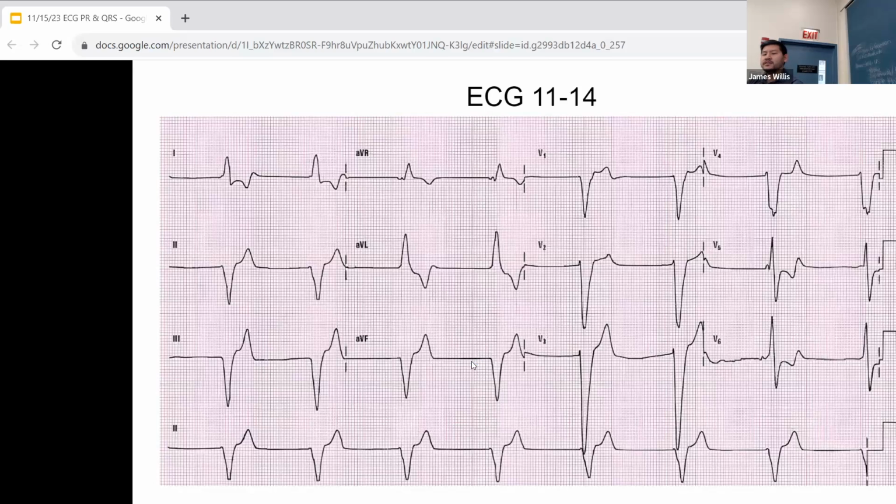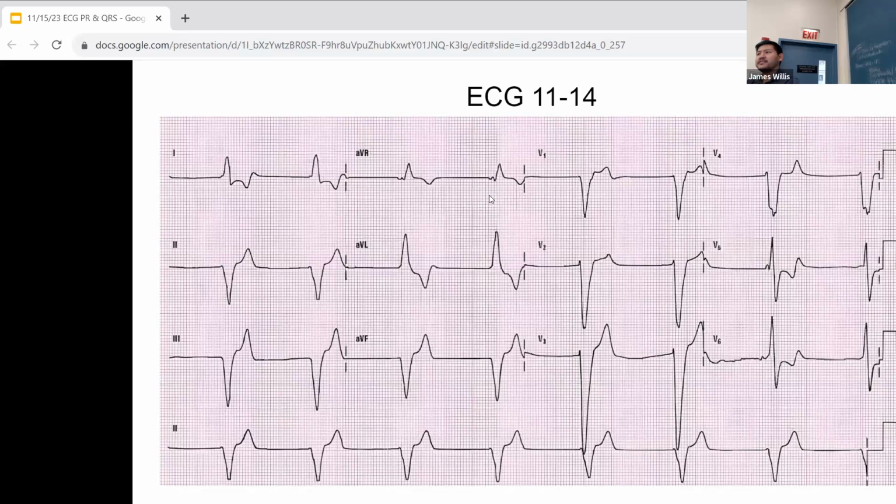You guys see P waves here? No. So this is a ventricular escape rhythm. Anything else abnormal about this EKG? QRS is super wide. ST elevation in III and aVF. P waves are sharp in V4 and V5, and the QRS is super wide.